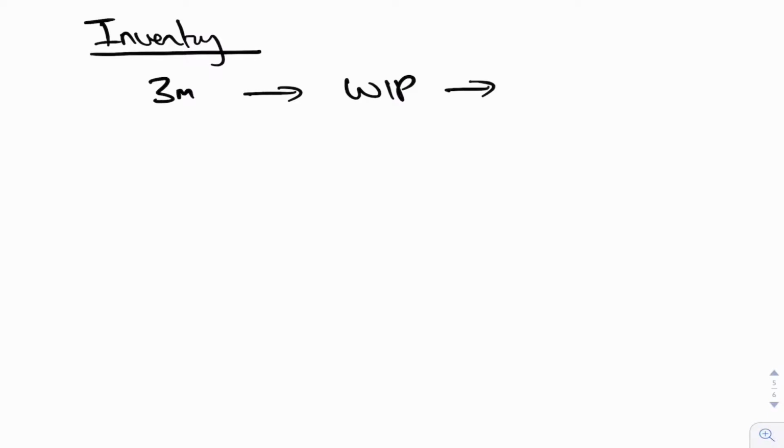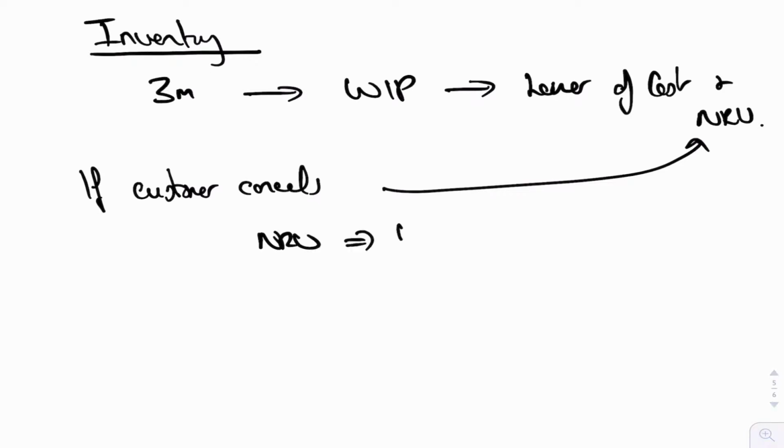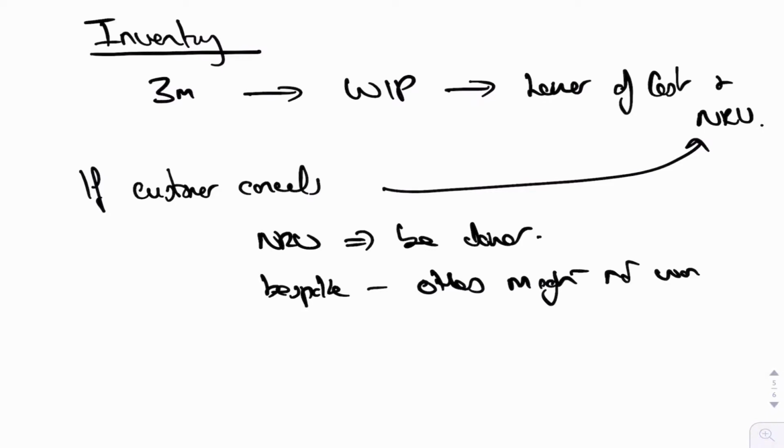Work in progress, now brief description of the FR, should be measured at the lower of cost and net realisable value. Okay. Now, if the customer cancels, then we're going to be worried about the net realisable value, because the net realisable value will therefore be lower. Why? Because it's bespoke. And as it's bespoke to the customer, others might not want it, being so bespoke to the other customer. And so they won't be wanting to pay for it as much. And so the NRV will possibly be lower than cost.